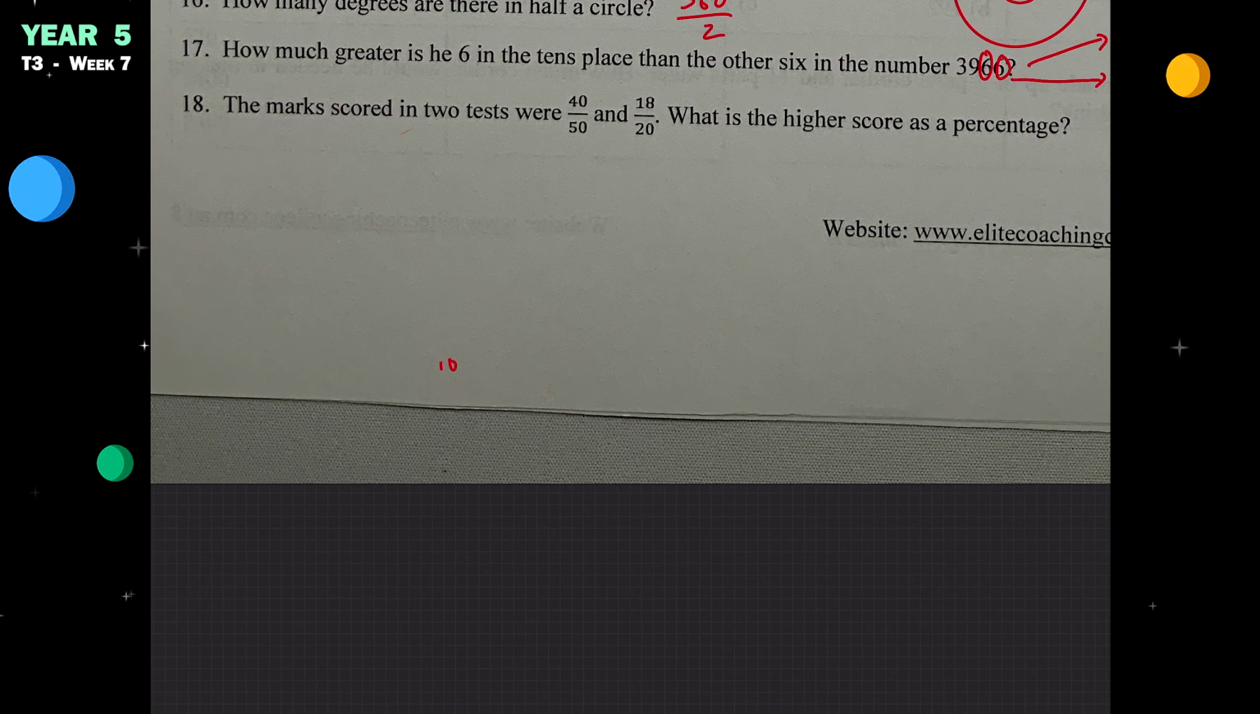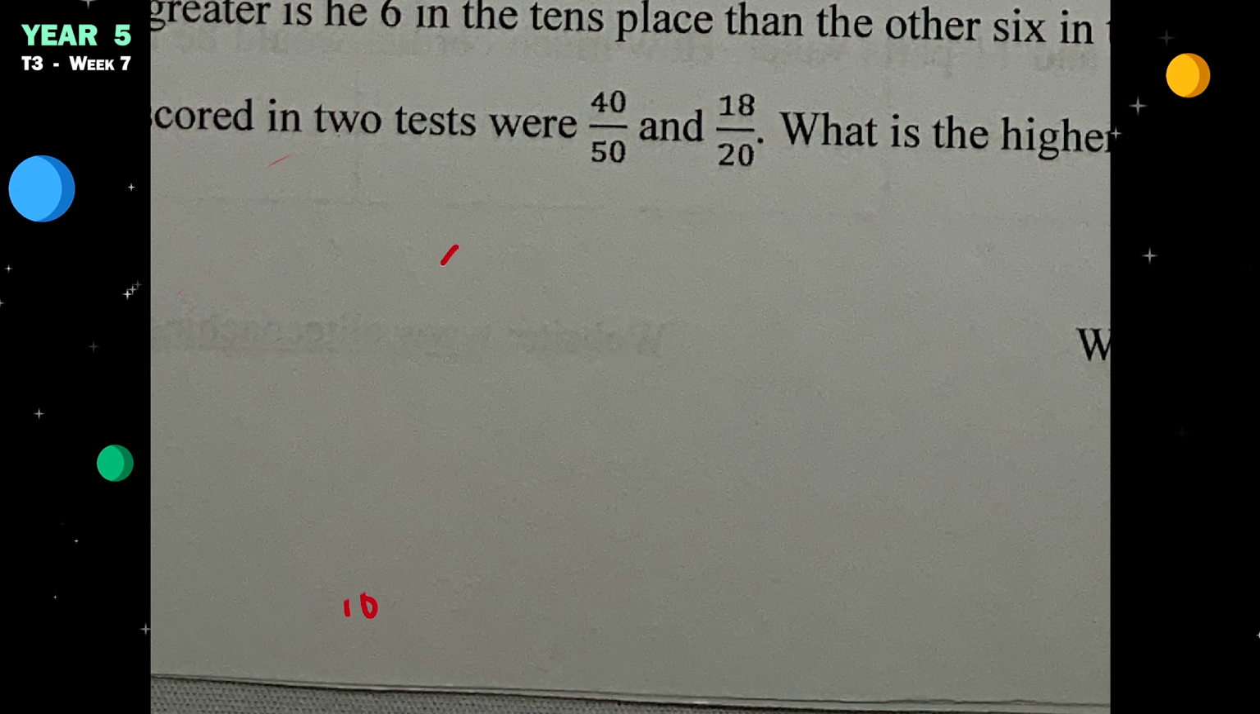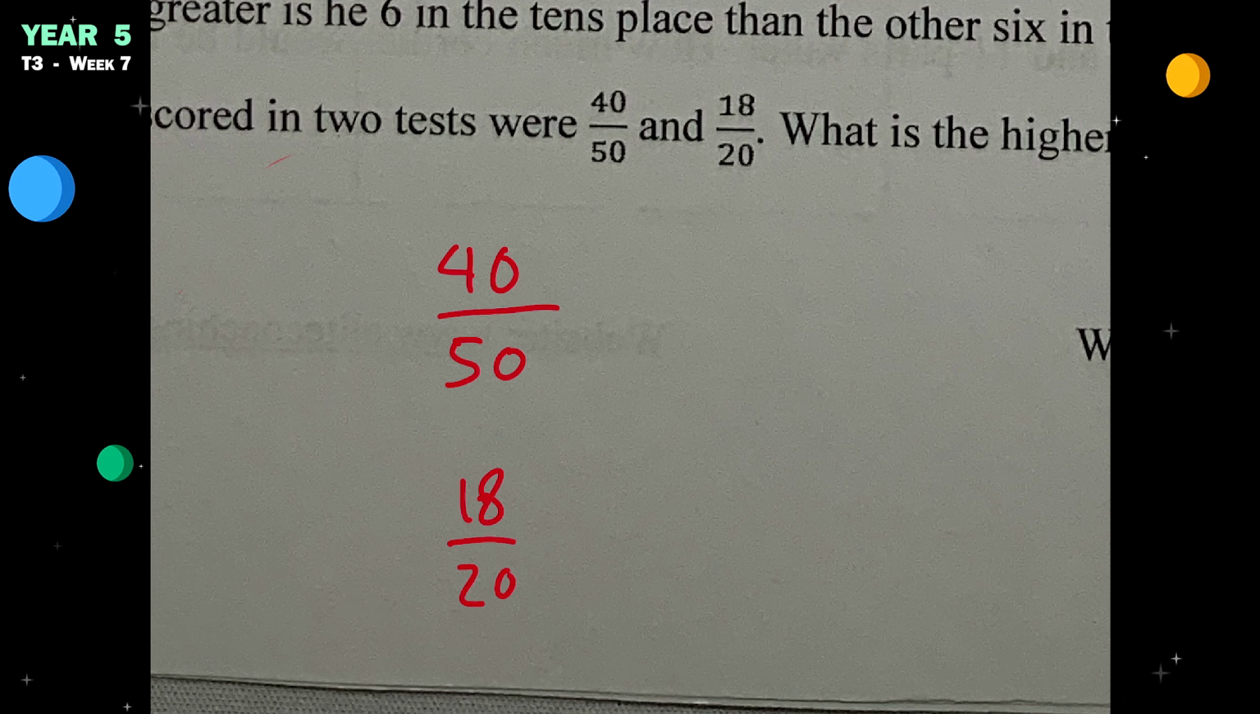The next one says the marks scored in 2 tests are that and that. What is the higher score as a percentage? Well, the marks scored in 2 tests are that and that one. We're going to figure out which one is the highest score. So we've got 40 over 50, and we've got 18 over 20. Okay, let's simplify this. You can cross it out. You get 4 over 5.